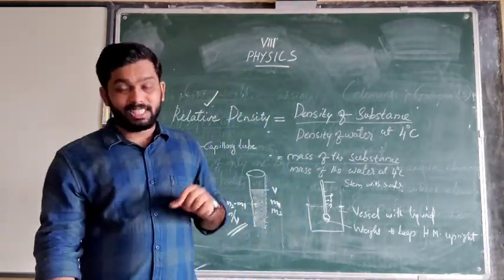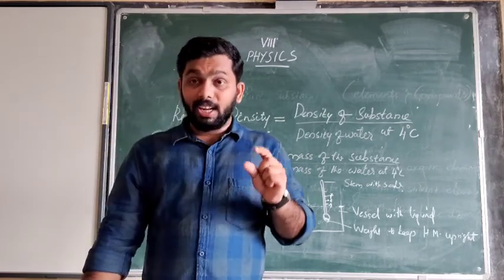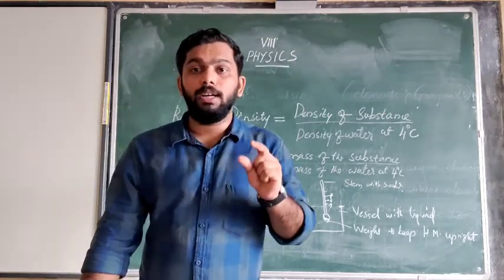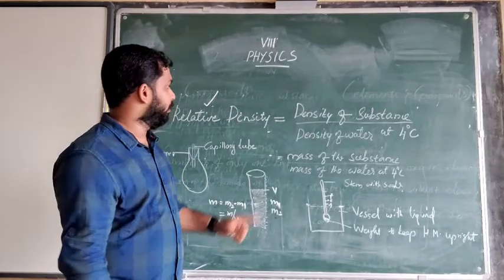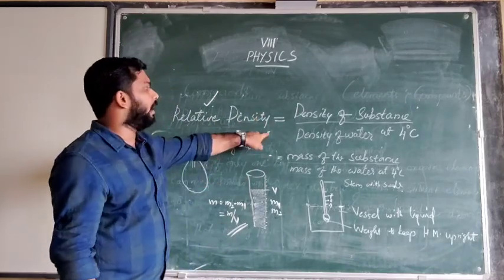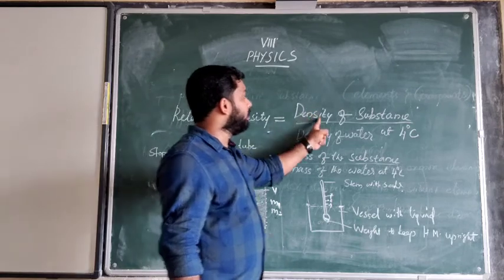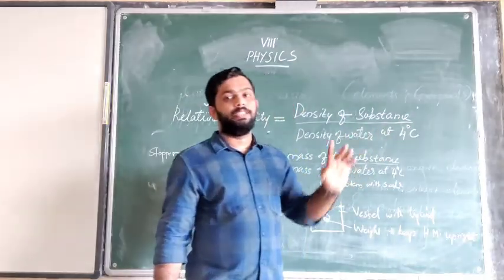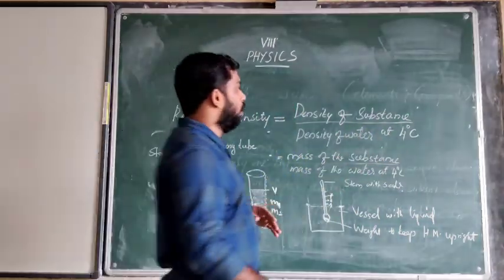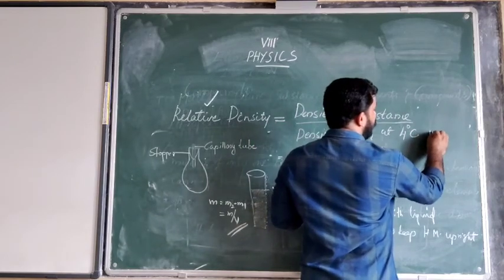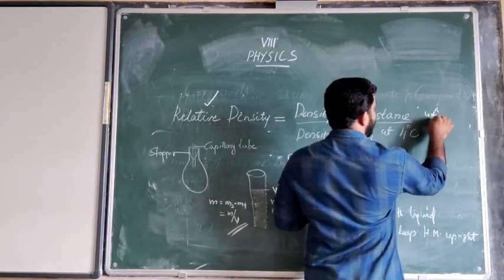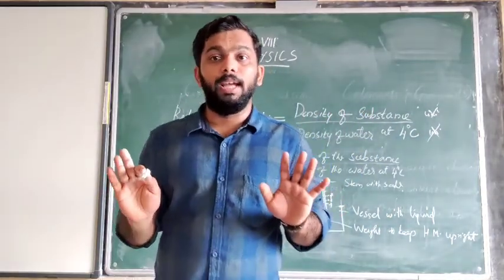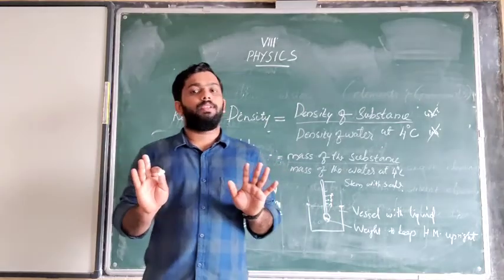The relative density of a substance is defined as the ratio of the density of the substance to the density of water at 4 degrees Celsius. Here we are taking both densities, so both units will be there, and when we divide, they will cancel. So there is no unit for relative density.